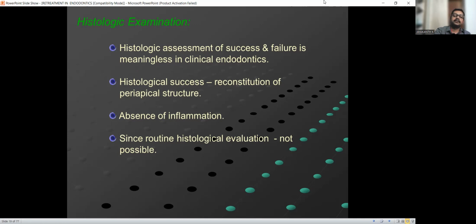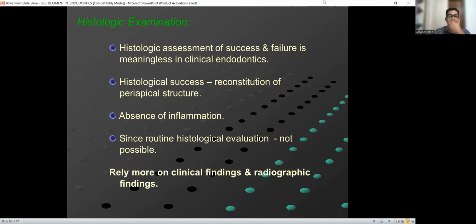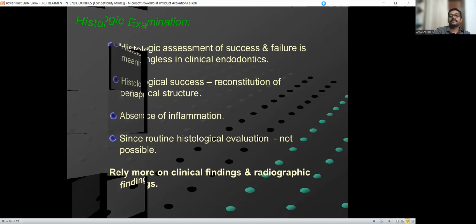And likewise, routine histological evaluation is not possible for the periapical area. So these rely more on clinical findings. Due to all these reasons, clinicians tend to rely more on clinical findings and radiographic findings rather than histological examination.